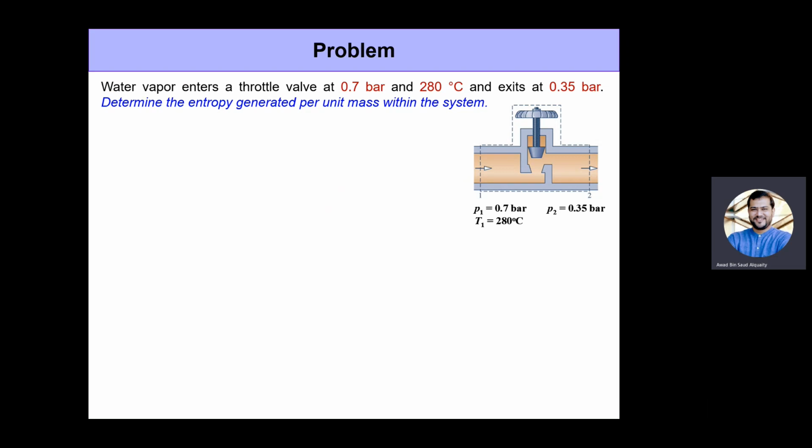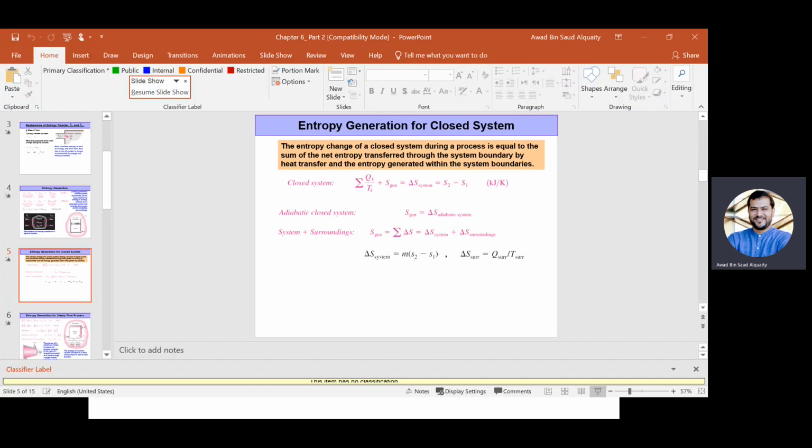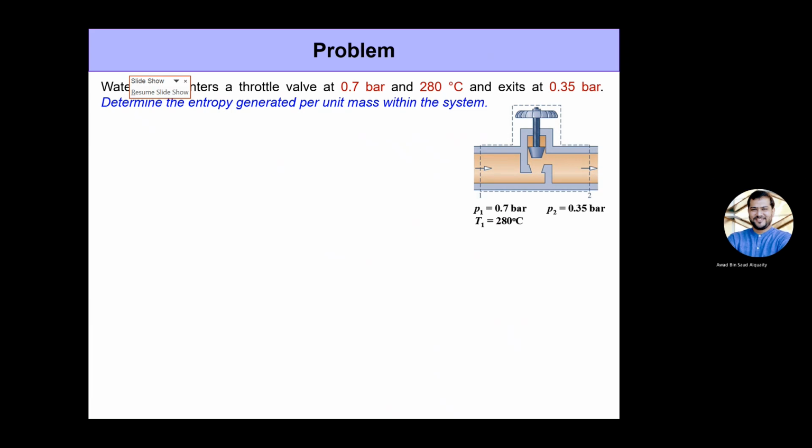All right, so what we're dealing with is a throttle valve, right? We know by definition, a throttle valve is isenthalpic, right? So we have some information given here, and the idea is to go ahead and solve for the entropy that is generated within the system, specifically the entropy generated per unit mass. So let's see how we go about it. Let's note down what is provided to us and we'll move on from there.